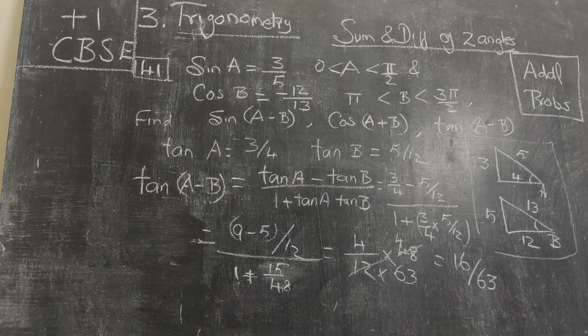So that is our tan of A minus B. A very simple problem. The hitch in the problem is you have to take care of where the angle lies, and you must remember the formula. If you remember that and if you know where it is, the problem is very simple. Now we go for question number 42.